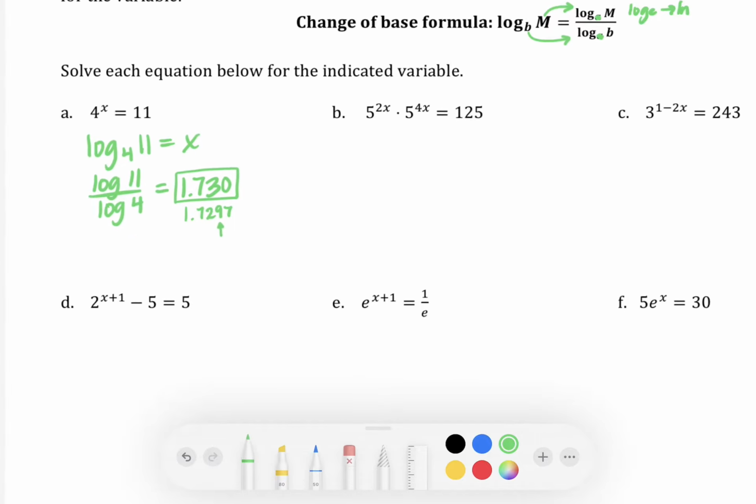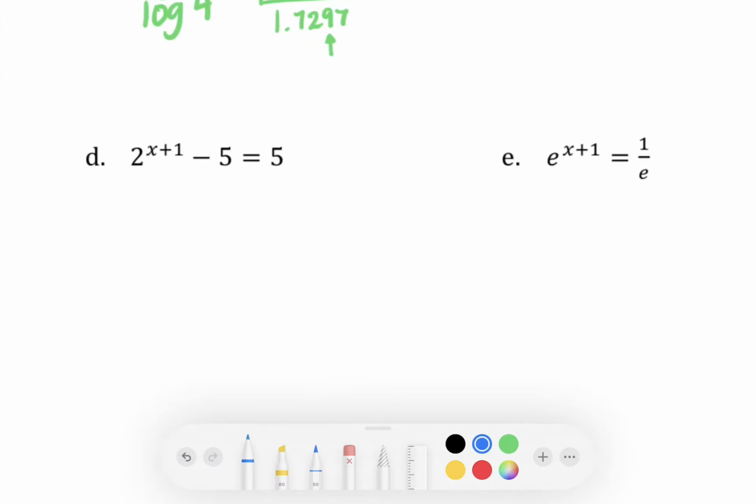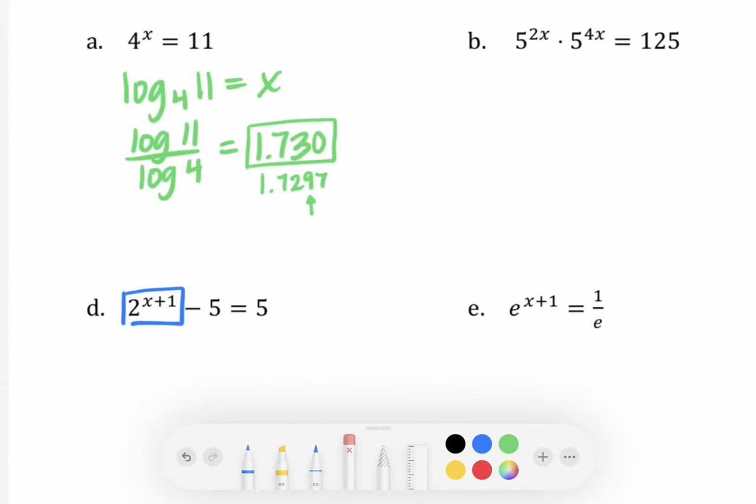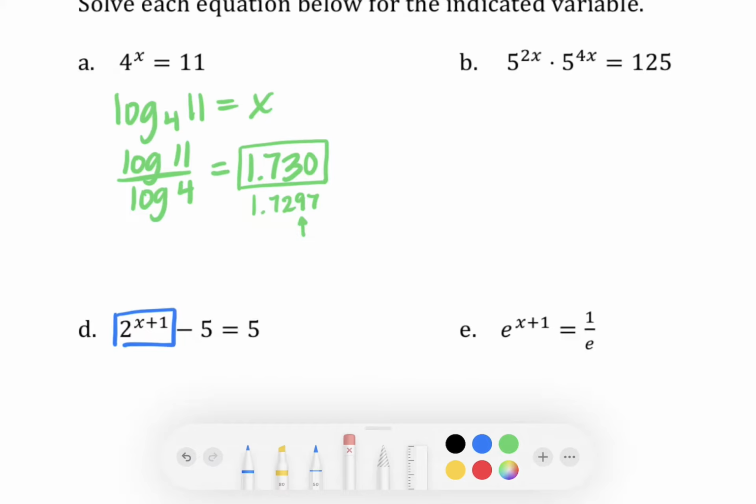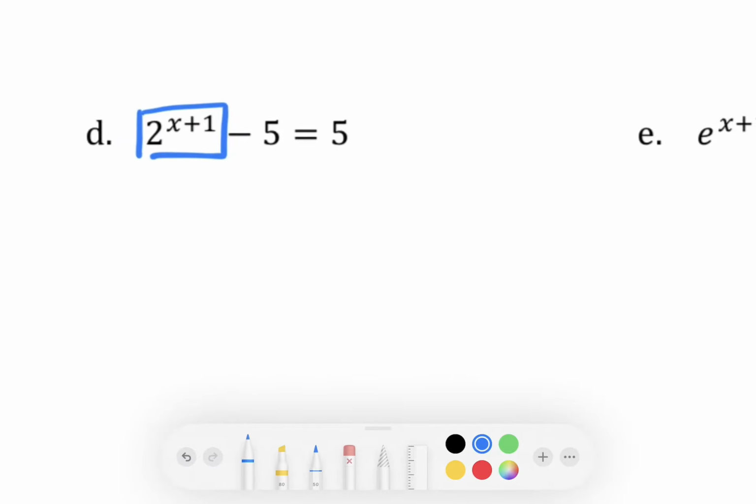So let's try another one. Let's try D. Before we can do anything with a log, we need to get this 2 to the x plus 1 all by itself. That needs to be isolated because that's what we're trying to solve. If you notice above, that 4 to the x was by itself, and that's why we could turn it into a log. So let's add the 5 to both sides to get that 2 all by itself.